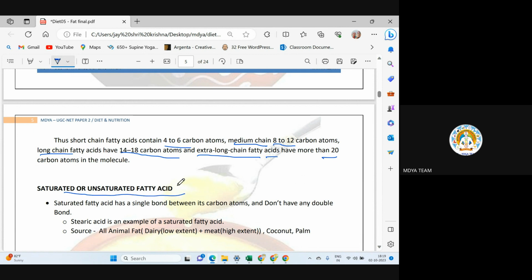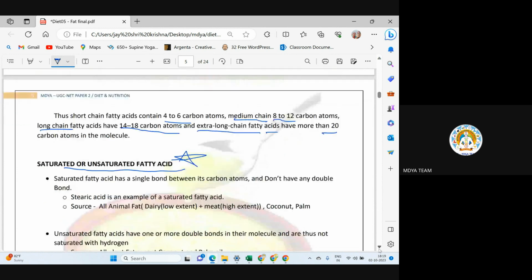this is very, very important. If a question is asked in the exam from this fat, then there is a 70 to 80% chance the question will be from this saturated or unsaturated fatty acid. It is also very simple. First, we need to discuss what is saturation and what is unsaturation. So saturation and unsaturation is based on bond.